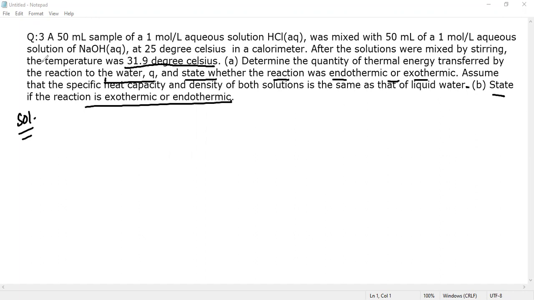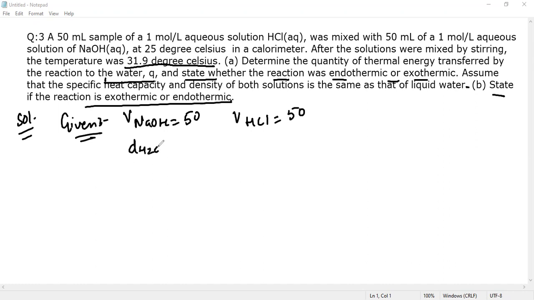So we will write here, let's clear first of all, let's write given. So what's given here is volume of NaOH, which is 50, volume of HCl, which is 50, density of water is 1 gram per ml. We already know, or it will be given in the exam. So T initial, Ti, it was mixed at 25 degrees Celsius. So I will go ahead and write 25 degrees Celsius.